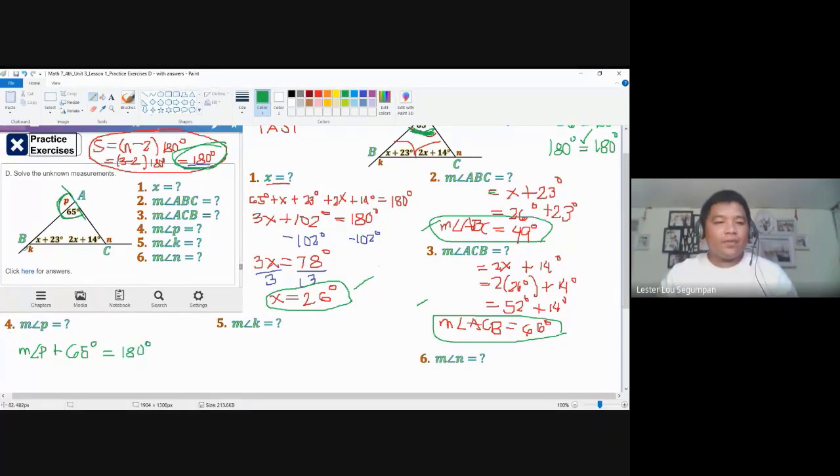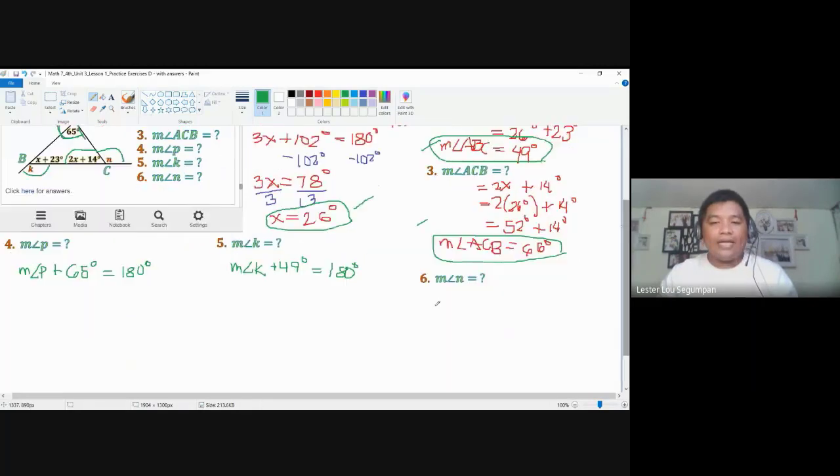For angle K here, if we sum it up with the measurement of x plus 23, which is again given here as 49 degrees, they must sum up to 180 degrees. And finally, for angle N, and this angle here, 2x plus 14, which was computed to be 66 degrees, when we add them up, the measurement of angle N plus 66 degrees must sum up to 180 degrees. Okay, so let's check whether they're actually supplementary or not.